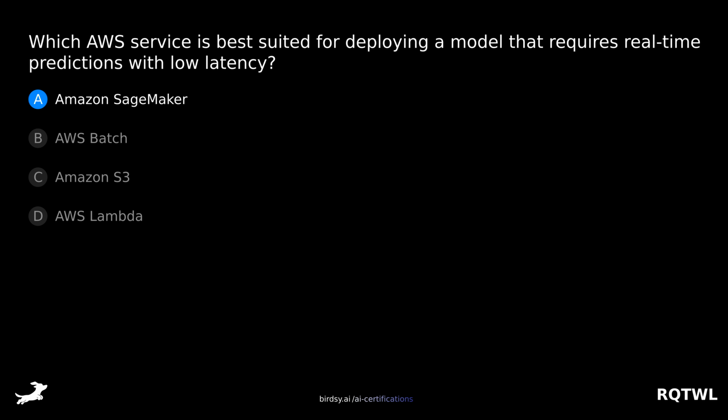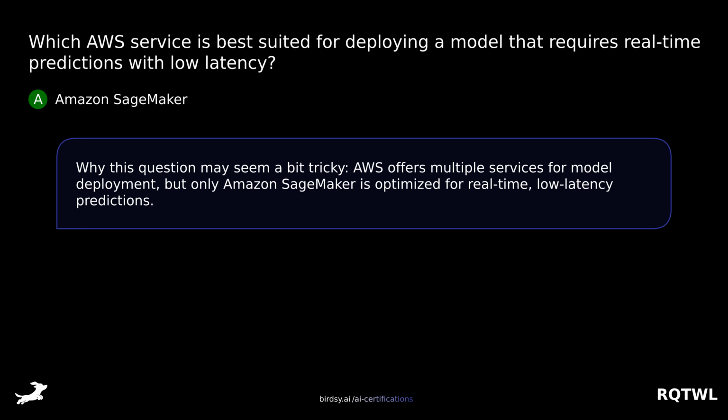Is it A, Amazon SageMaker, B, AWS Batch, C, Amazon S3, or D, AWS Lambda? The answer is A, Amazon SageMaker. While this question may seem a bit tricky, AWS offers multiple services for model deployment, but only Amazon SageMaker is optimized for real-time, low-latency predictions.